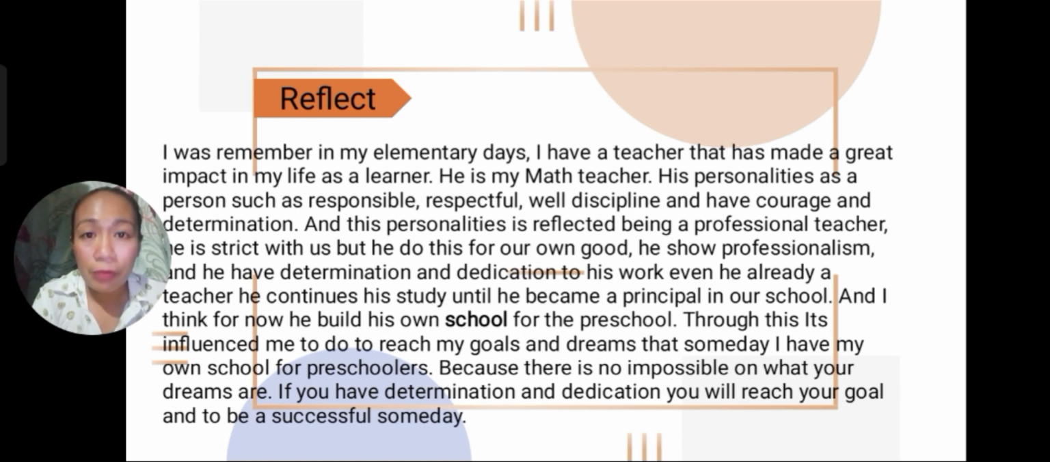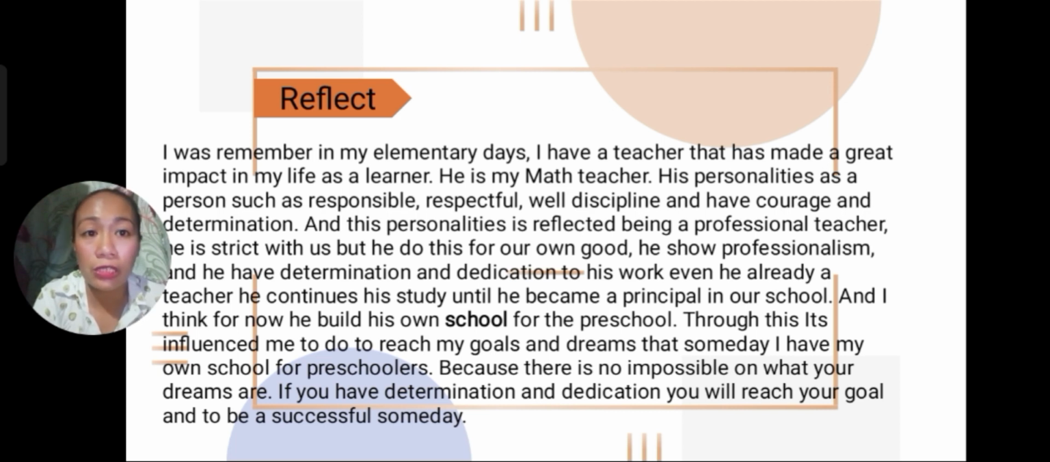So this is my reflection. I remember in my elementary days, I had a teacher who made a great impact in my life as a learner. He is my math teacher. His personality as a person was responsible, respectful, well-disciplined, and he had courage and determination. And these personalities were reflected in being a professional teacher. He is strict with us, but he does this for our own good. He shows professionalism and he has determination and dedication to his work.